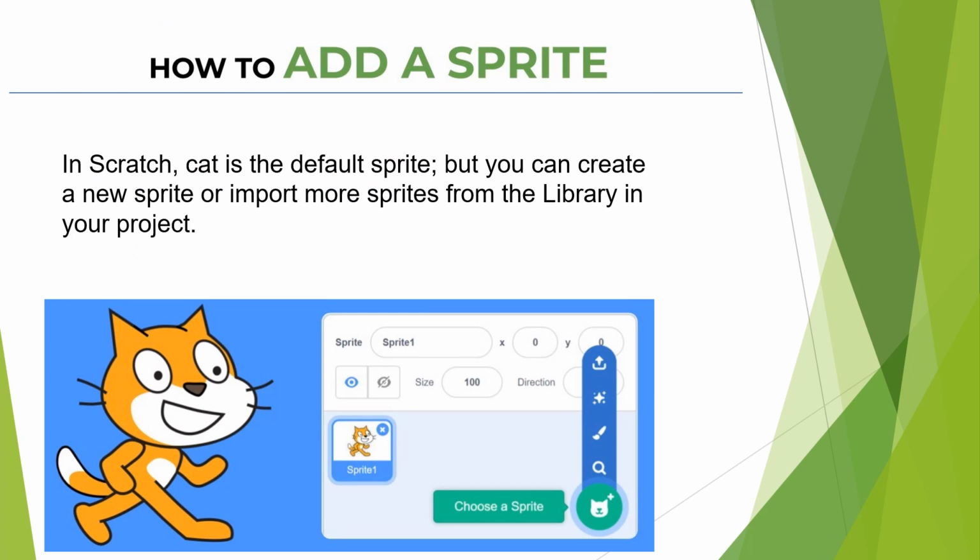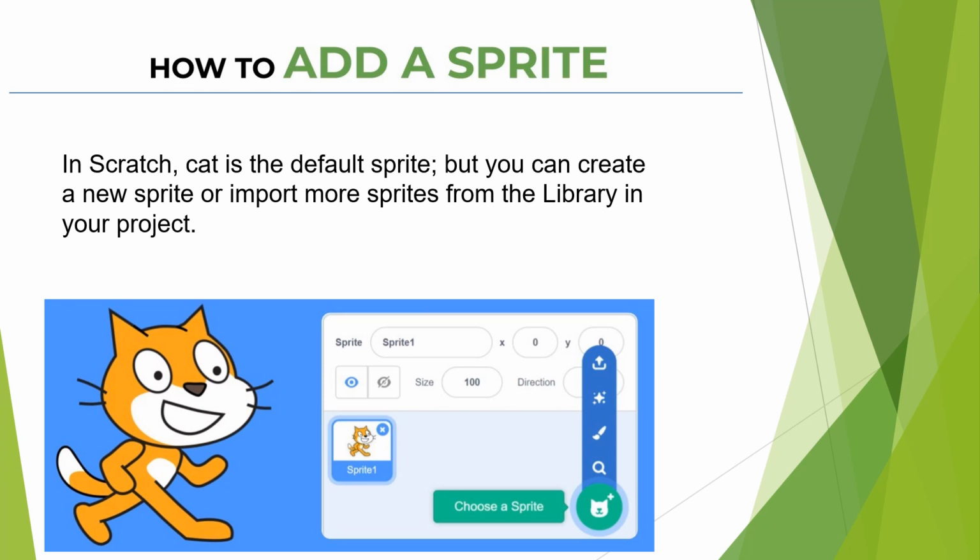Adding a new sprite. In Scratch, the cat is the default sprite, but you can create a new sprite or import more sprites from the library into your project. Scratch provides 4 different options for adding a sprite to your application. These options are accessed through the Choose a Sprite button. Let us add a new sprite.